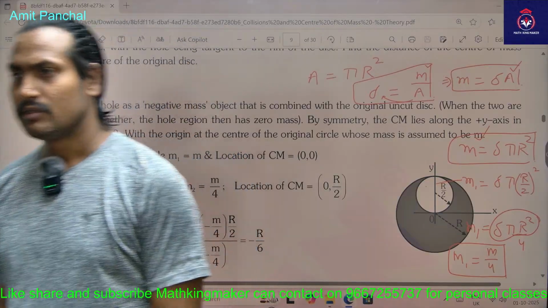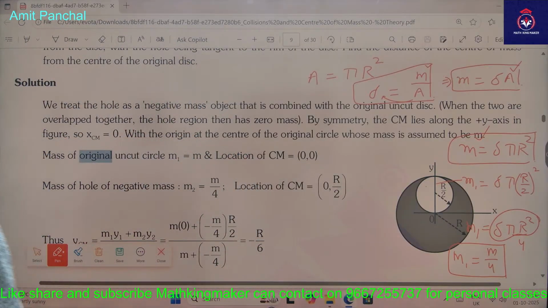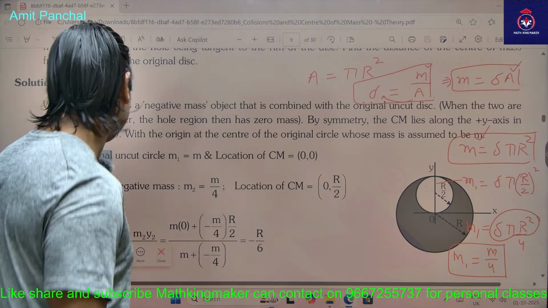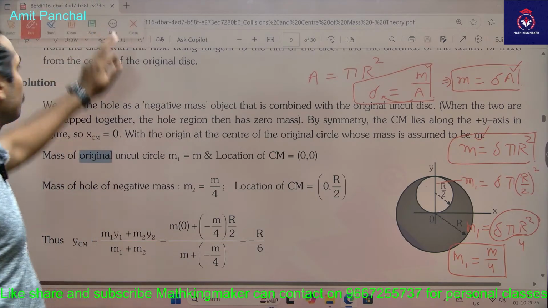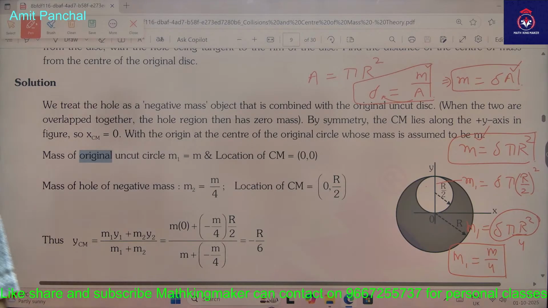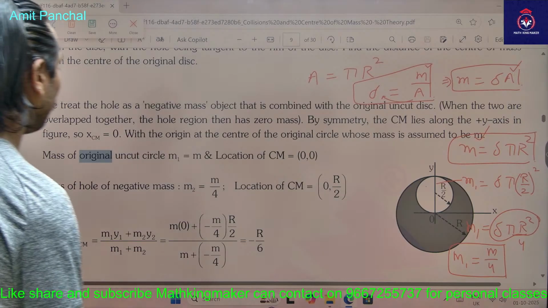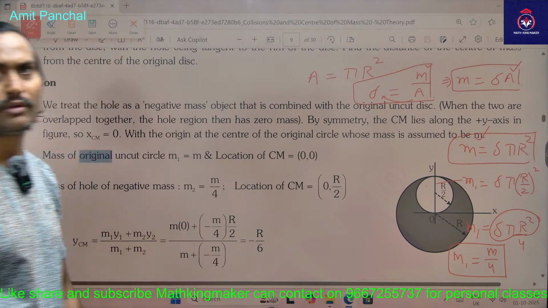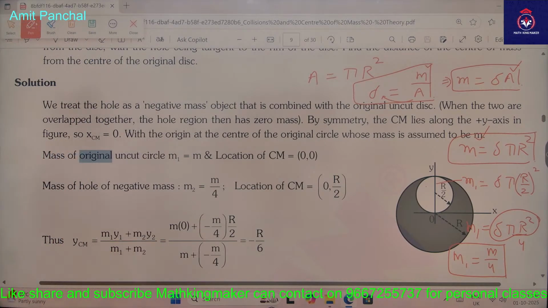So whenever mass is not given, we'll calculate it by surface density. That's why we learnt about surface density, because it is taken from the same disk. You understood now how it is minus m by 4? Is there any doubt in this question?